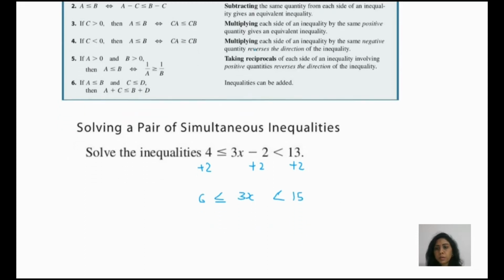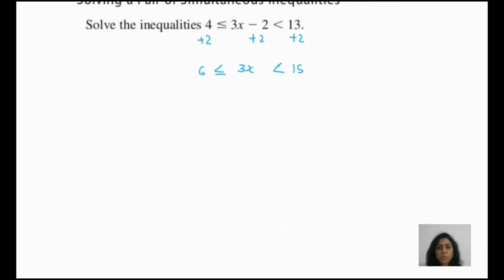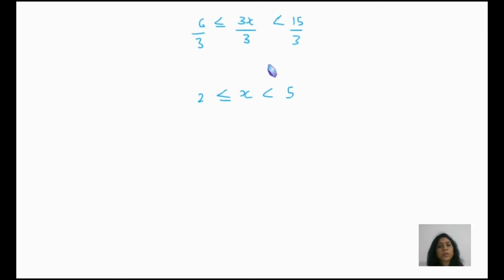Okay, now divide all sides by 3. So 6 upon 3, 2, less than or equal to x, less than 5. Okay. So here 2 is included and 5 is not included. This is excluded. So less than 5.